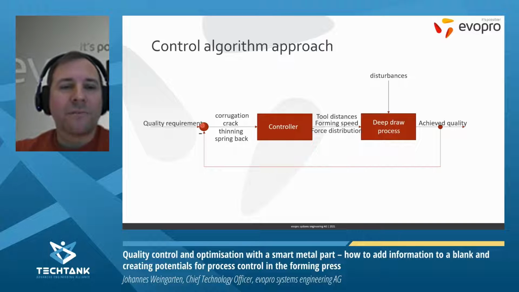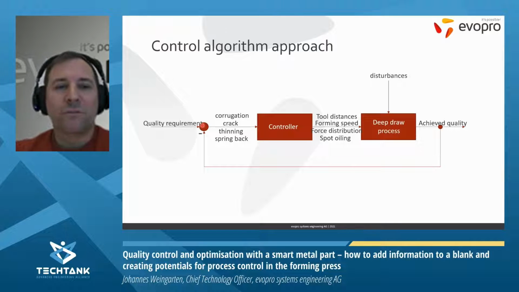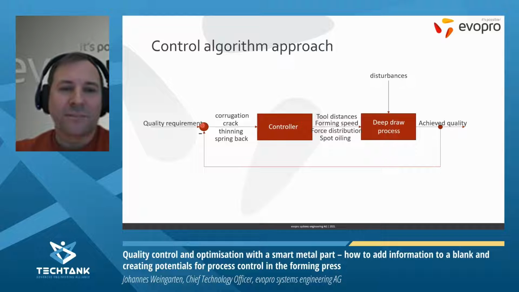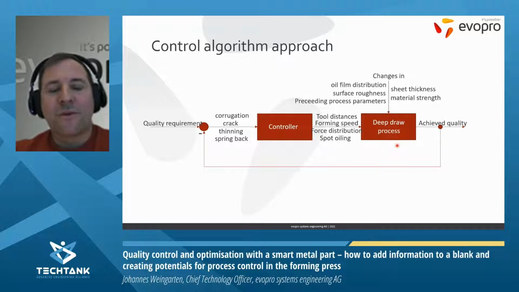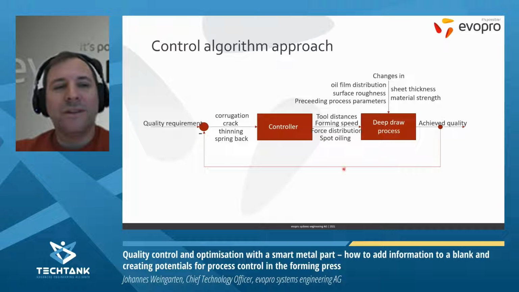With the right control algorithm, you can have adjustments on forming speed, force distribution, spot oiling, or tool distances. Still, you have the problem that disturbances such as any material change, for example the oil film distribution, the sheet thickness, surface roughness, material strength, or the preceding process parameters, will appear after the control. That means you still have a loss in quality, and only then do you have the possibility to compensate for it.